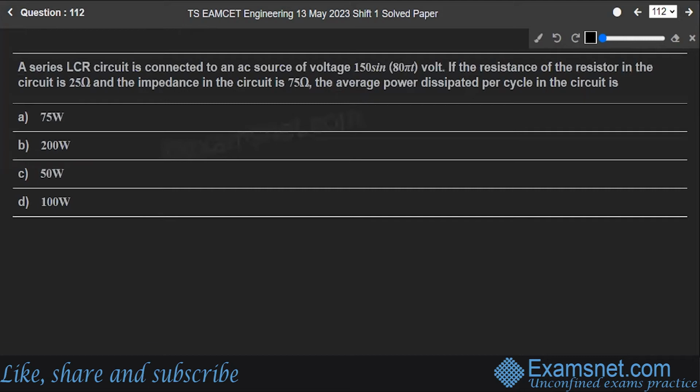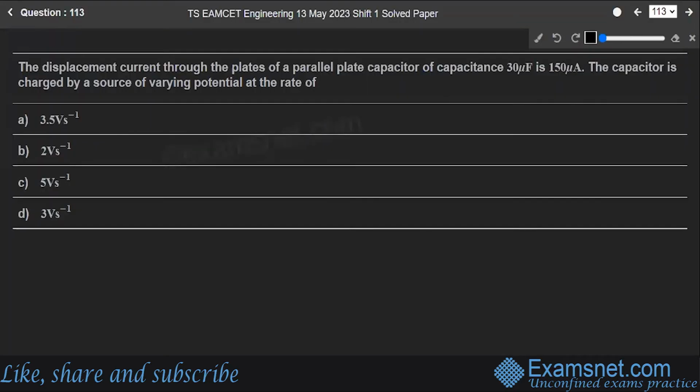Question number 112. A series LCR circuit is connected to an AC source of voltage 150 sine 80 pi t volt. If the resistance of the resistor in the circuit is 25 ohm and the impedance in the circuit is 75 ohm, the average power dissipated per cycle in the circuit is. Displacement current through the plates of a parallel plate capacitor of capacitance 30 microfarad is 150 microampere. The capacitor is charged by a source of varying potential at the rate of.